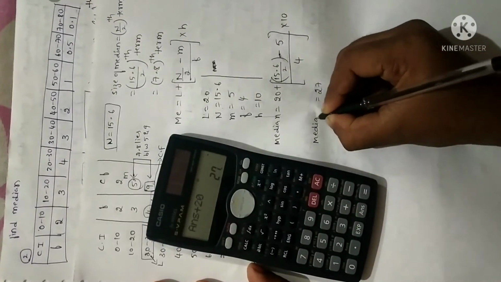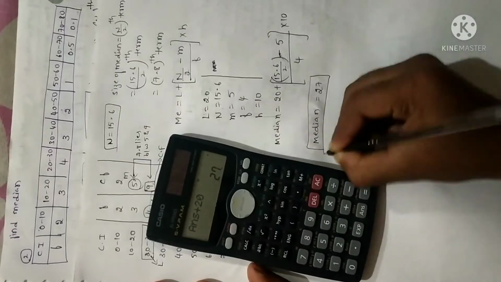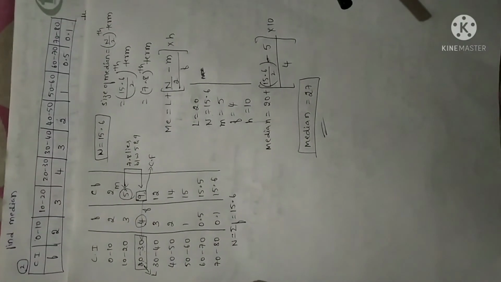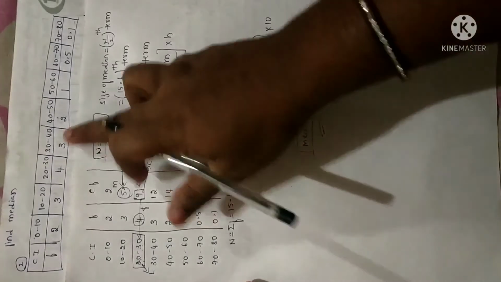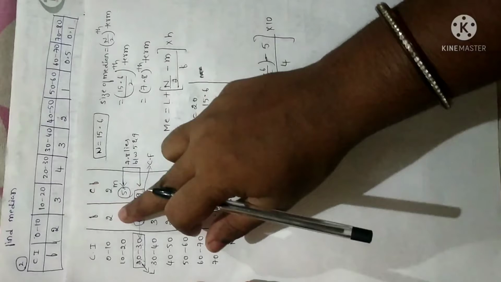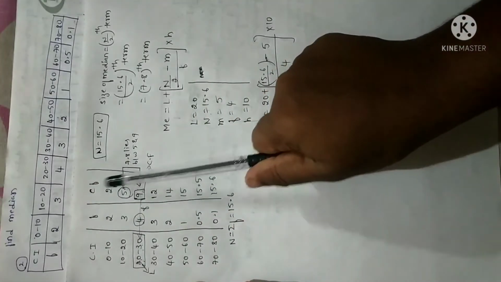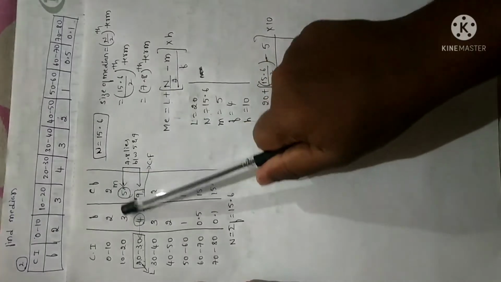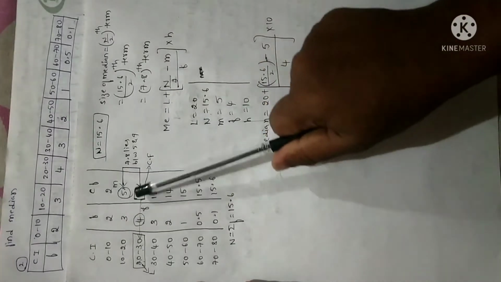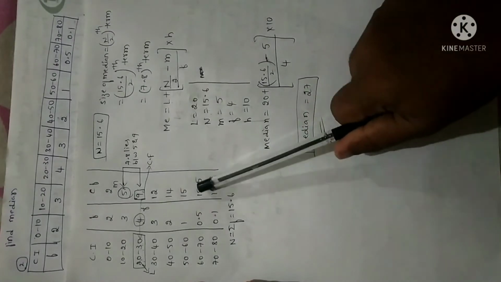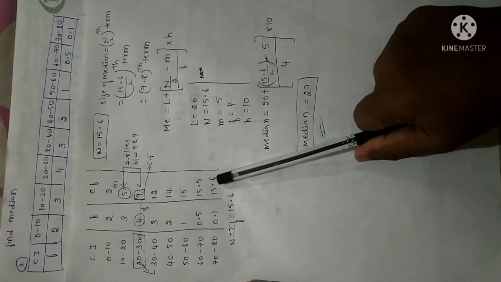So median is equal to 27. Hope it is clear. I'll just repeat once again. First write down the class interval and the frequency given. Next calculate the cumulative frequency, as I already told you. First value write as it is. For the rest of the values you have to add: 3 plus 2, 4 plus 5, 3 plus 9, 2 plus 12, 1 plus 14, 0.5 plus 15, 0.1 plus 15.5, so that you will get 15.6.